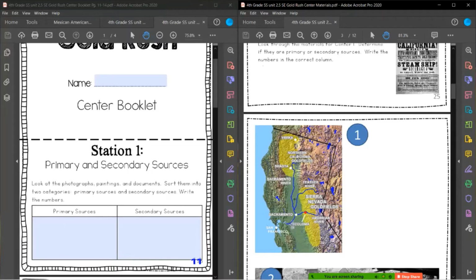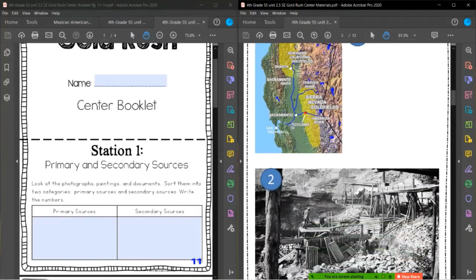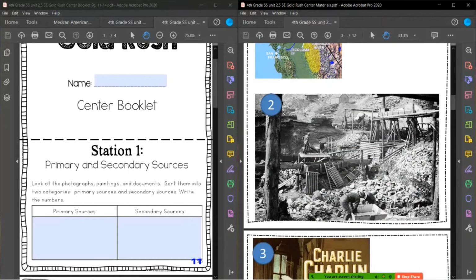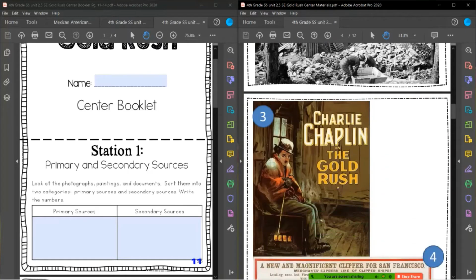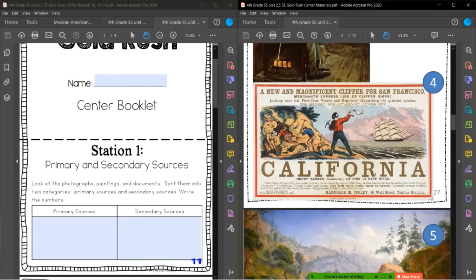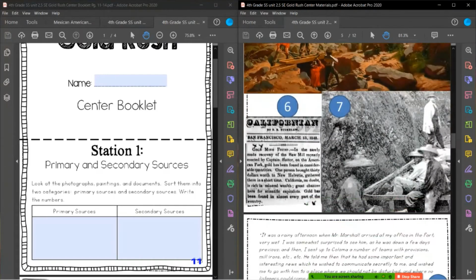So for number 1, over here we have a map. You're going to decide if that's a primary or secondary source. If it looks like something that was made during that time period, or it looks like something that was made after, you're going to decide where it goes. This photograph, over here, this advertisement or photograph, all of these, you're going to go through them, and there's several of them.